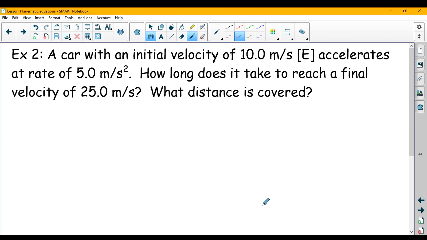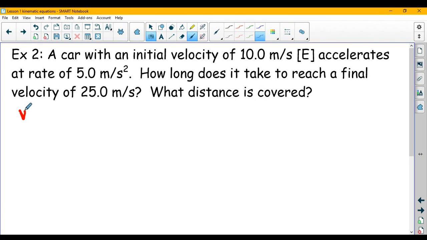Okay, so here's example number 2. Now, example number 2, I've thrown a couple things in here just so that they don't confuse you in the textbook. So it says I start with an initial velocity of 10 meters per second, and then this is just telling me I'm going east. Doesn't really affect the question very much, but we are getting used to using directions because it is a vector. So quite often they'll do this. So we need to get used to that, right?